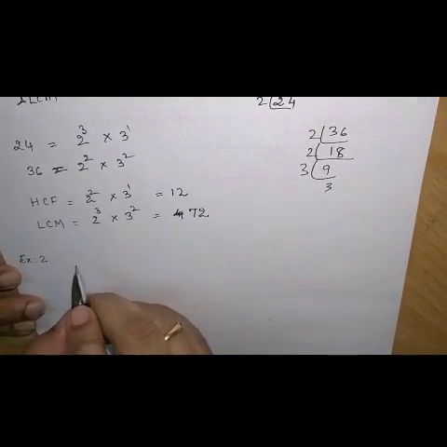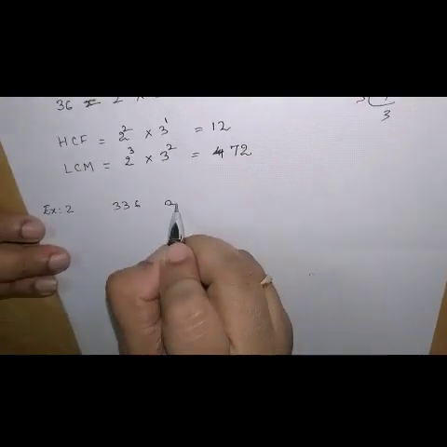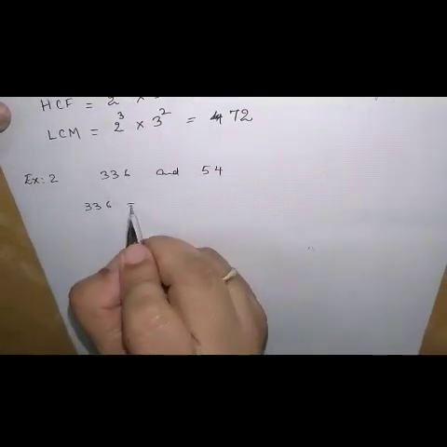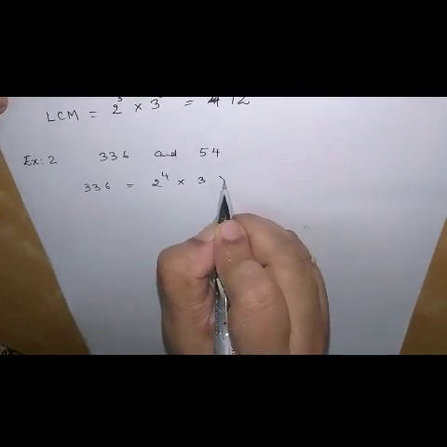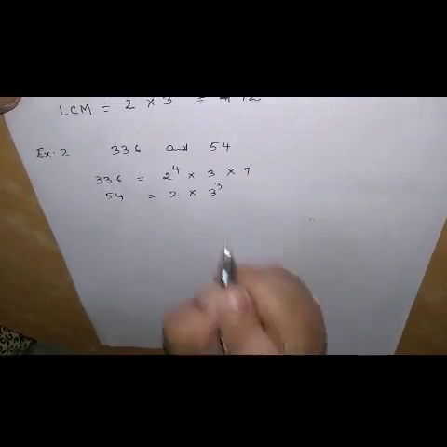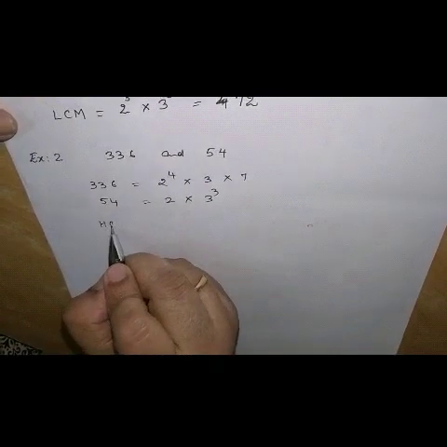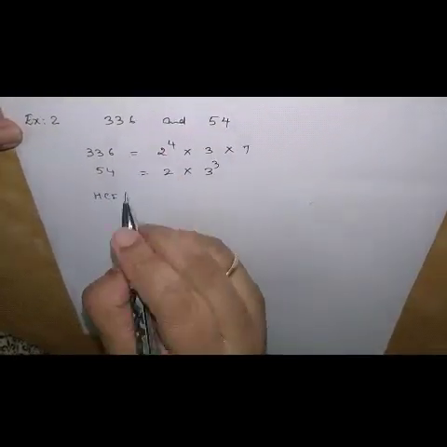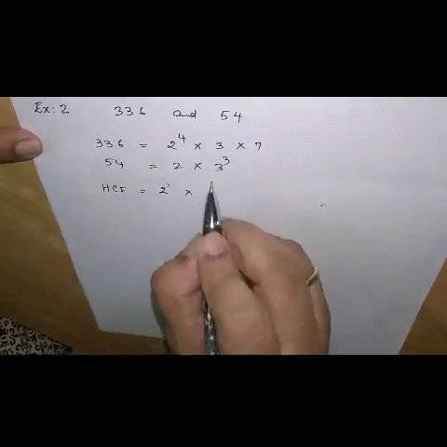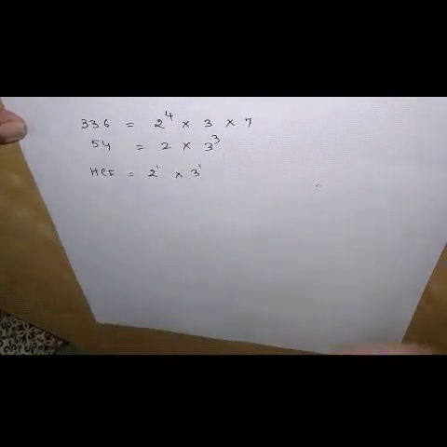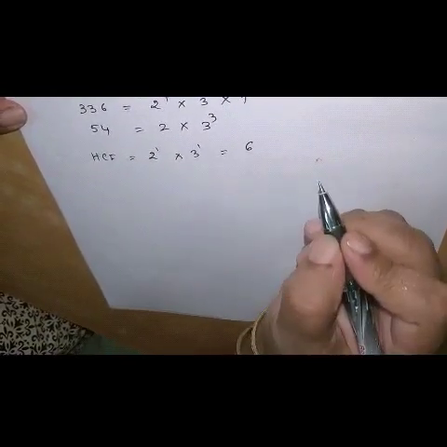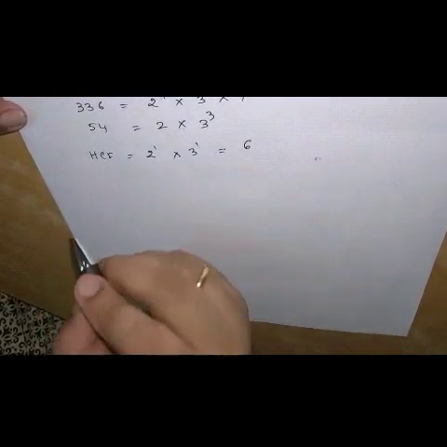Example 2, and here let me take 336 and 54. When I find the factors of 336, I find that it is 2 to the power 4 into 3 into 7, and 54 is nothing but 2 into 3 to the power 3. To find the HCF, we take the common one and then the lower exponent, that is 2 to the power 1. For 3, the lower exponent is 1. And 7 is not there in 54, so it is not common. So 6 is the HCF of 336 and 54.